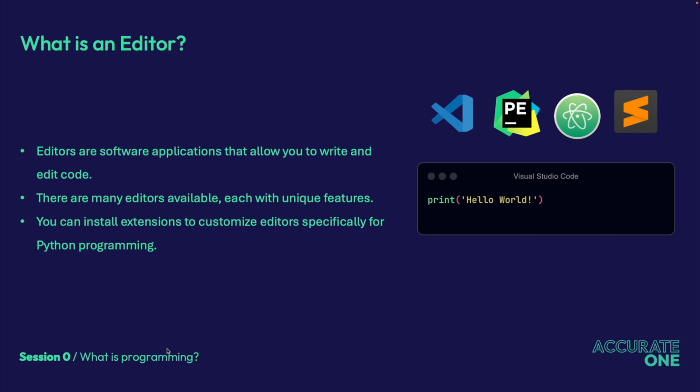Atom, created by GitHub, is a free and open source editor that's highly customizable and beginner friendly, while Sublime Text is lightweight and extremely fast, with a clean interface that's popular among many programmers. Most of these editors can be customized by installing extensions or packages. For Python, extensions like syntax highlighting, debugging tools, and autocompleting can make writing and troubleshooting code much easier.